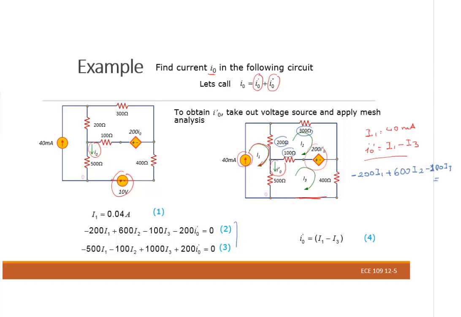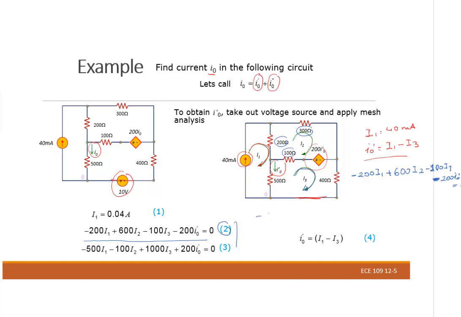I3 will be equal, or negative 200 I0 prime, 200 I0 prime right there equals 0. So that's why we have this one here. This is equation number 1. Equation number 2, we're going to write from this one here.